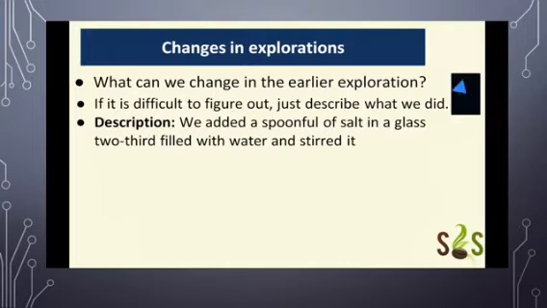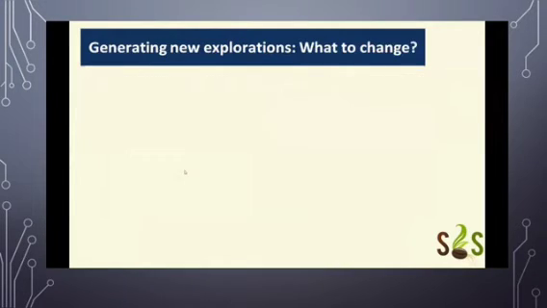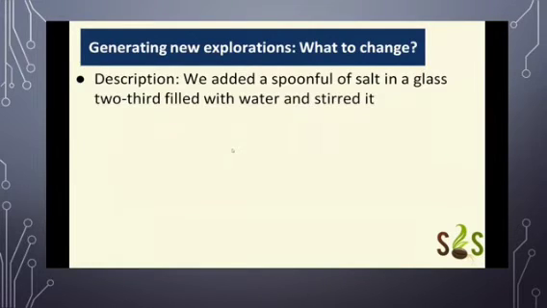Yeah. So whenever we find it difficult to generate a new exploration, what we can do is give the description of what we did. In this case, the description is: we added a spoonful of salt in a glass 2/3 filled with water and stirred it. So that is what we did. Now, to generate a new exploration, we have to change something.